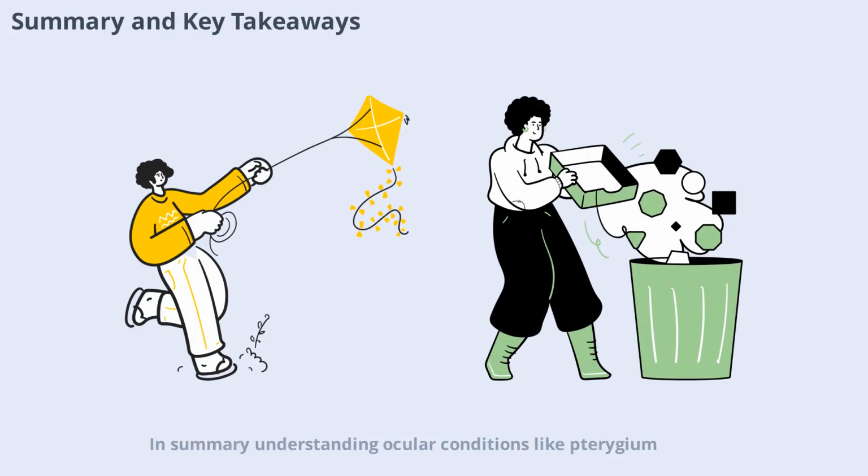In summary, understanding ocular conditions like pterygium, subconjunctival hemorrhage, phlyctenular conjunctivitis, xerosis, pinguecula, chemosis, episcleritis, scleritis, and staphyloma is essential for proper eye care. Early recognition and appropriate management can prevent complications and preserve vision. If you notice any unusual changes in your eyes, consult an eye care professional promptly.